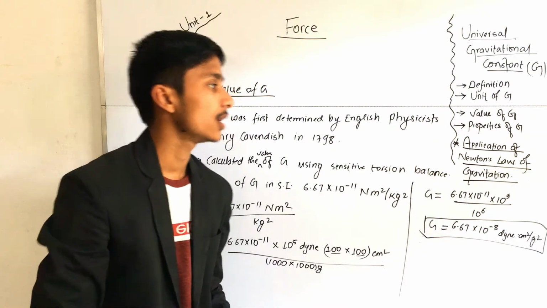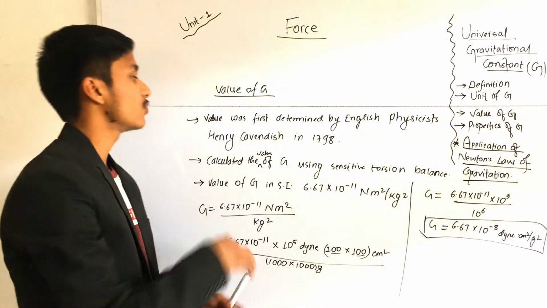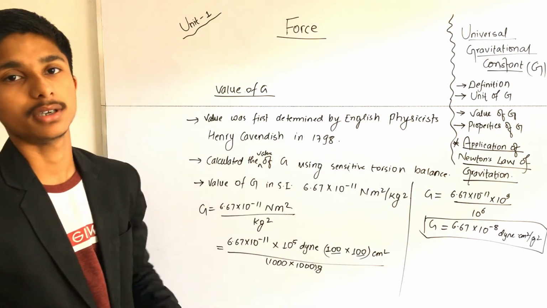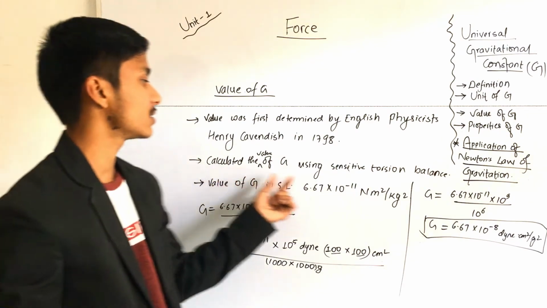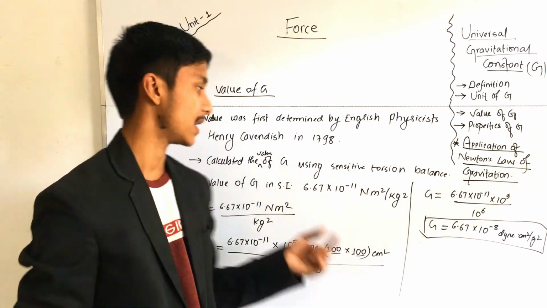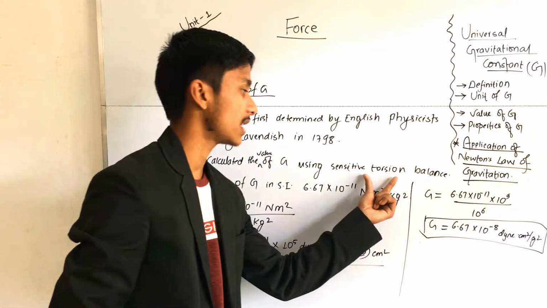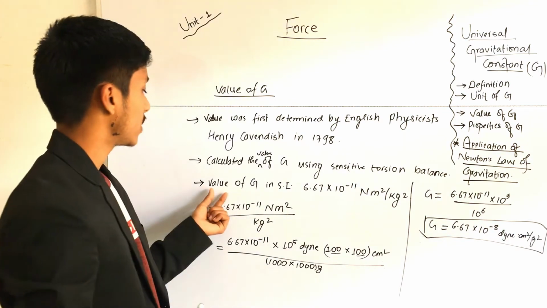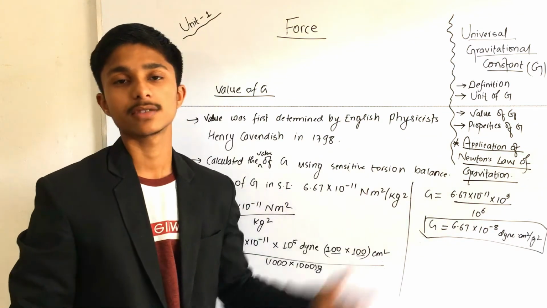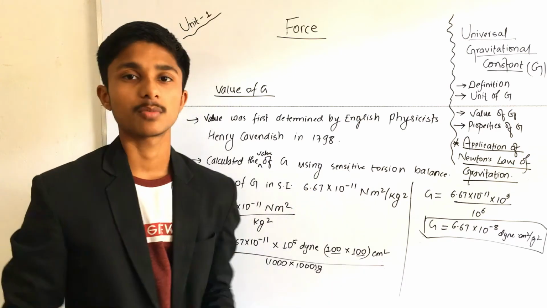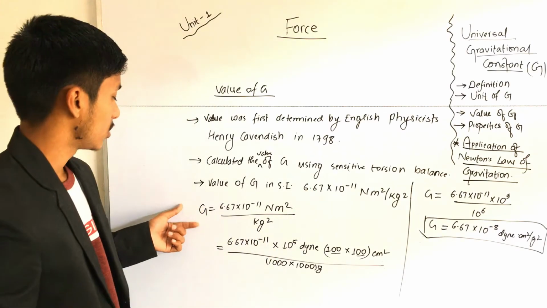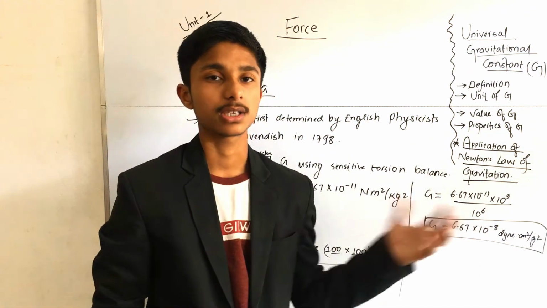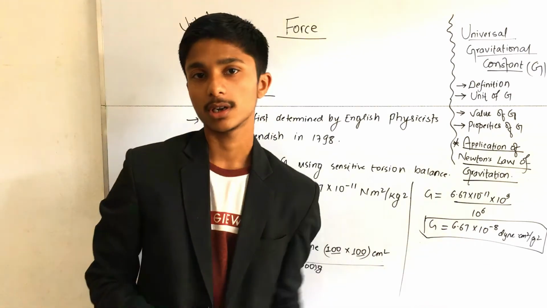Under this topic we have understood that this value was first determined by the English physicist Henry Cavendish, who calculated it using the sensitive torsion balance. We also understood that the torsion balance is an instrument to measure small values. The value of G in SI is 6.67 into 10 to the power minus 11 Newton meter square per kg square, and we converted it into CGS value, that is 6.67 into 10 to the power minus 8 dyne centimeter square per gram square.